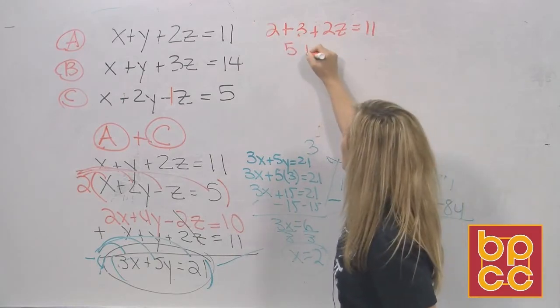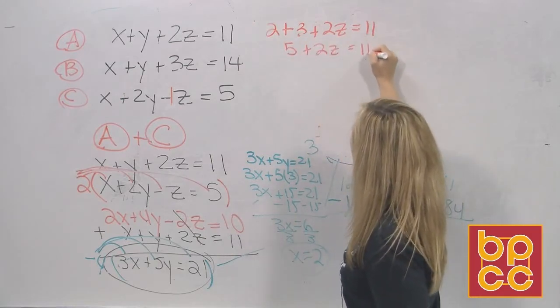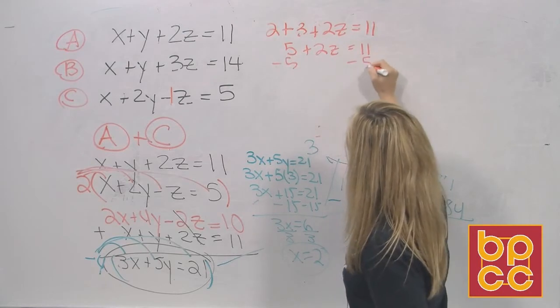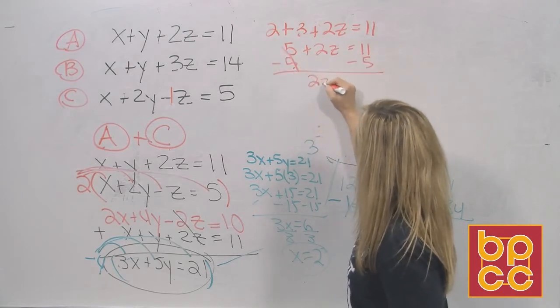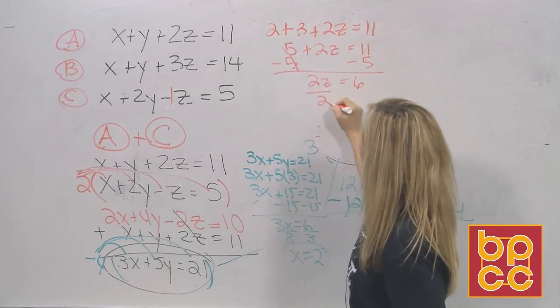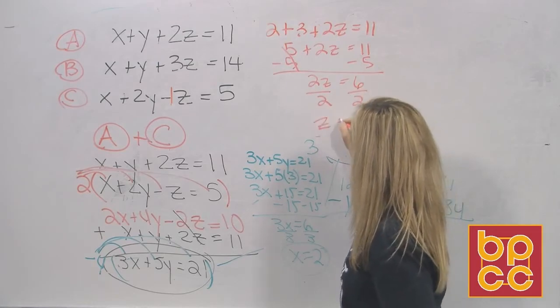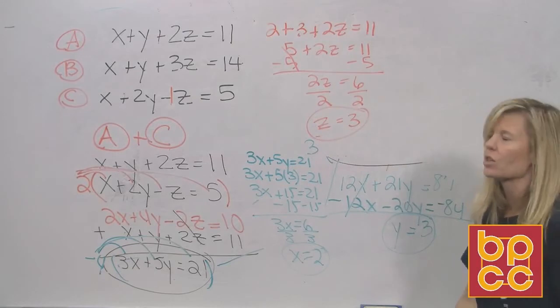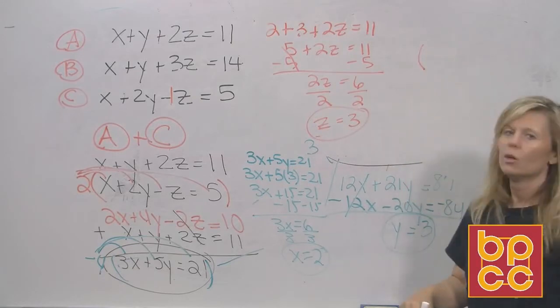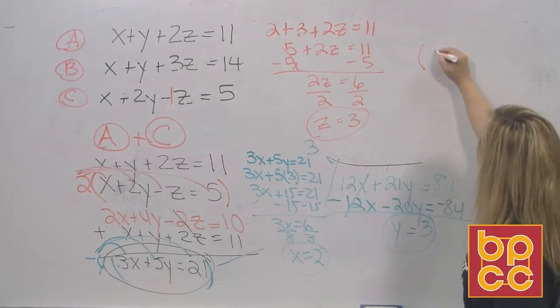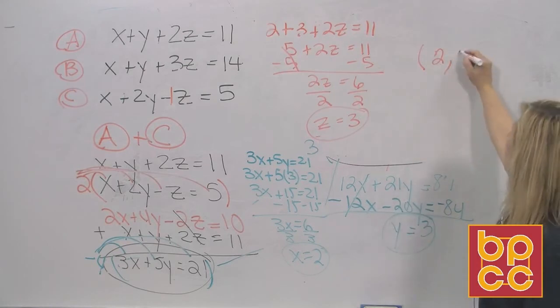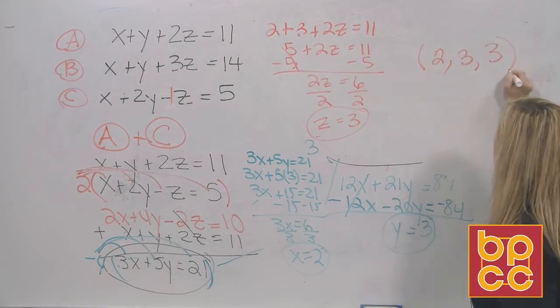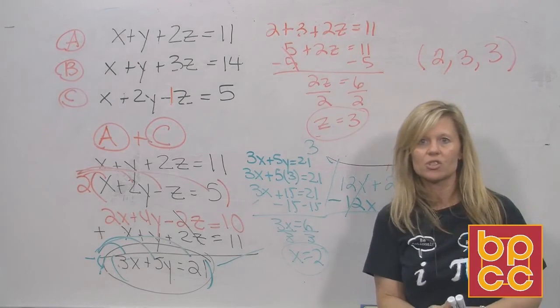Collect like terms. 2 and 3 is 5. Plus 2z equals 11. Subtract 5 from both sides. 2z equals 6. Divide by 2, divide by 2. Z is 3. Now, how do you write your final solution? As an ordered triplet. Who goes first in our ordered triple? X is 2. Then y is 3. Then z is 3. There's your solution set.